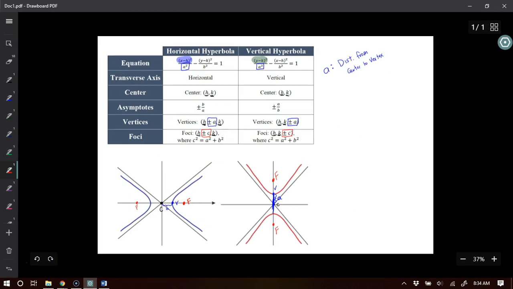And we defined that even for ellipses. We said, hey, c is the distance from the center to a focus.